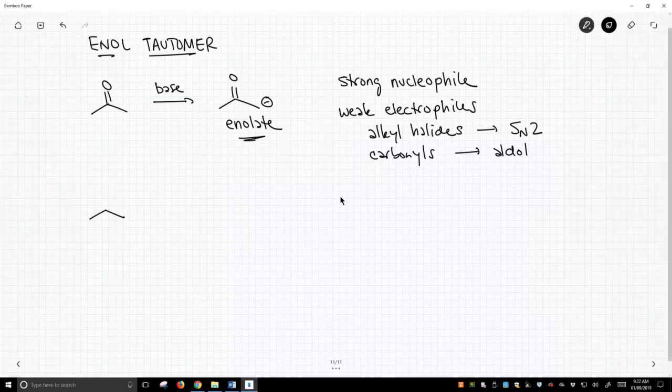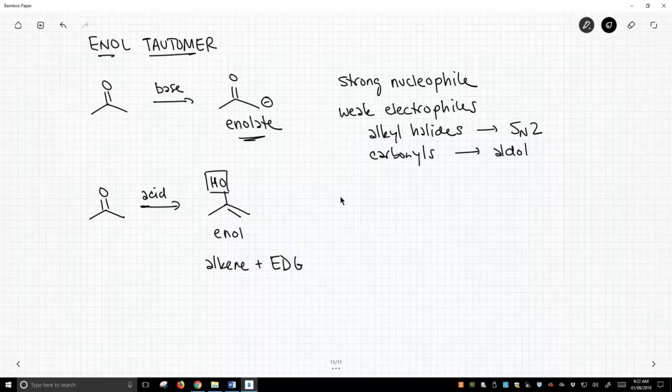Now let's look at the enol. We can take a carbonyl compound and treat it in the presence of acid. Instead of forming the enolate, we really form the enol. Now, what is the enol? The enol is an alkene plus an electron donating group. This OH is an electron donating group, and so that makes the alkene kind of a supercharged alkene. It's a very electron-rich alkene.